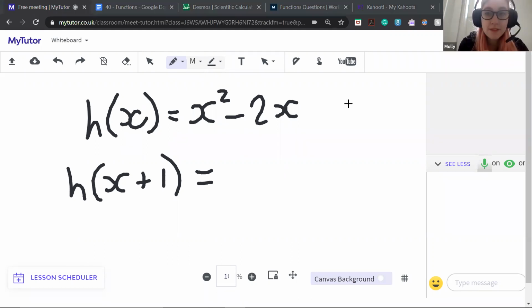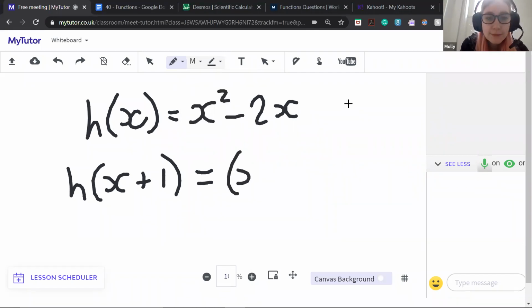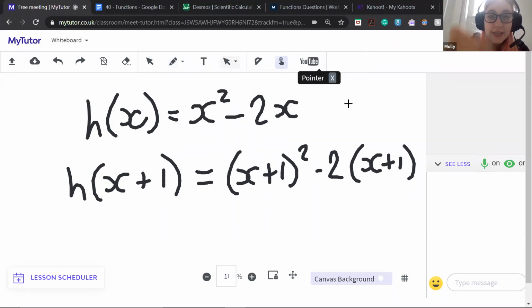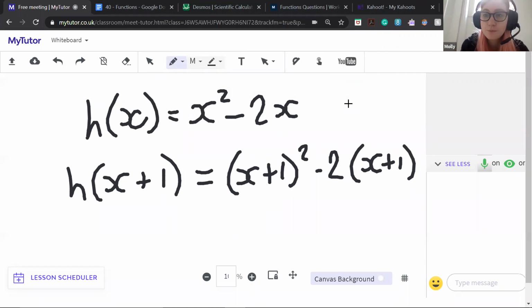So we think about the same thing as before. Wherever we see an x, instead we're going to write x plus 1 because that's our input. So x plus 1 squared minus 2 lots of x plus 1. So you see instead of an x in these places, we've just put an x plus 1. So now all we have to do is simplify this out.